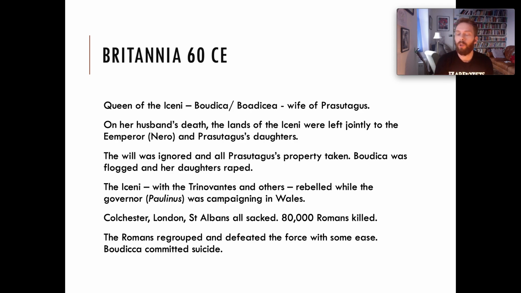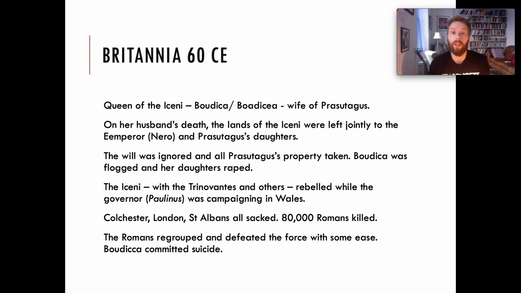what happened was Boudica was queen of the Iceni, and when her husband died, he left a will, and he explained that his lands were left to the Emperor Nero and to his daughters. The Romans ignored this will, took all of his property, flogged his wife and raped his daughters. At the time, the governor of Britannia, Paulinus, was campaigning in Anglesey, in modern-day Wales, in the west of Britannia.